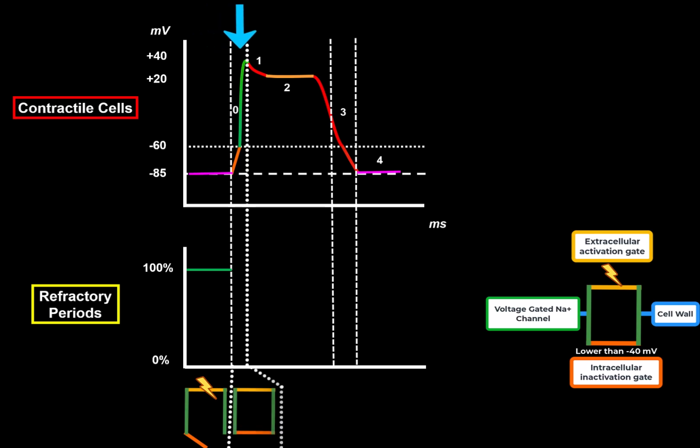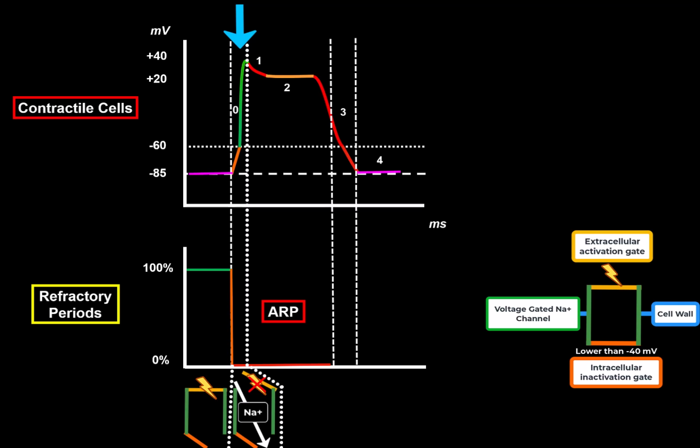Now, during the depolarization, both the activation and the inactivation gates are open. So there's a sodium influx. If you stimulate the cell now at this stage, will the cell respond? Nope. It's already responding to the previous stimulus. So the cell is 0% excitable. And because of that, we call this stage the absolute refractory period.